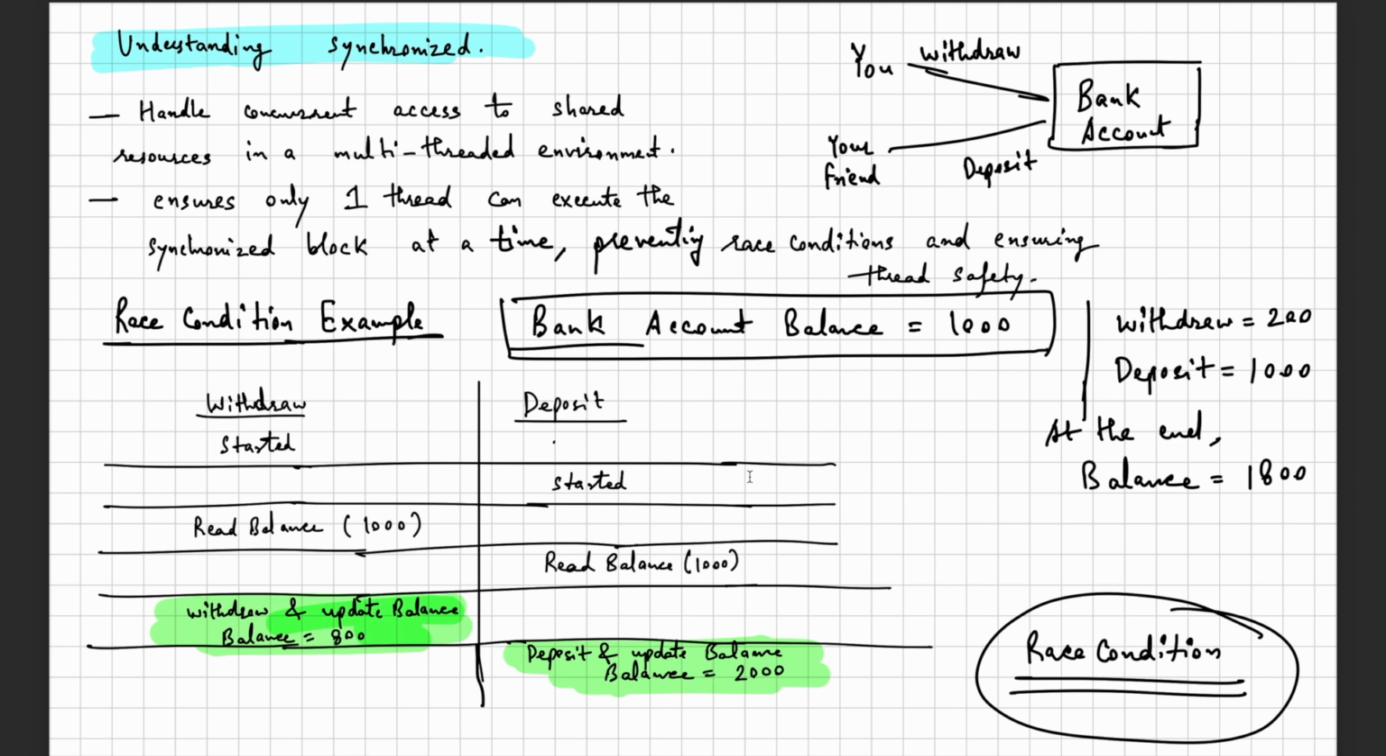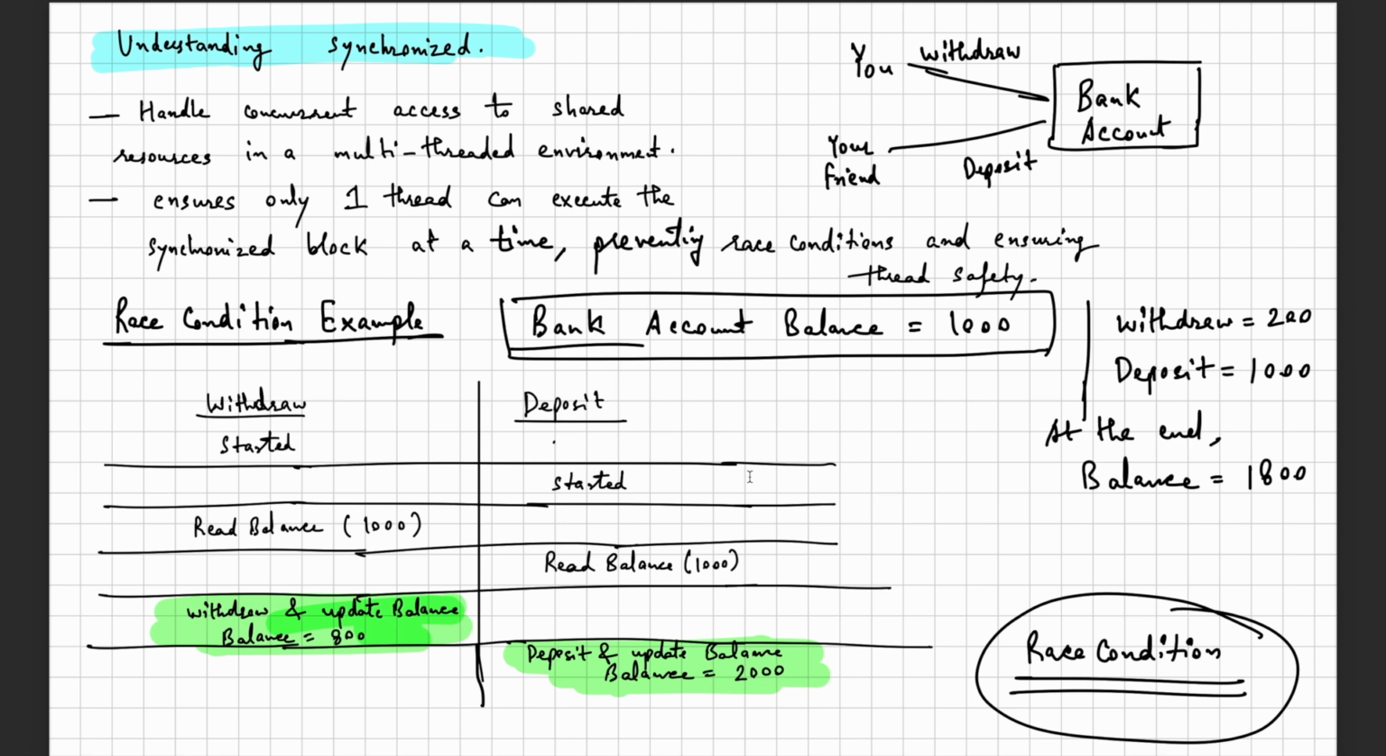Let's assume you have a bank account in some bank, right? And on a certain day you want to withdraw some amount from the bank account, and you also want to receive some amount from your friend. So at the same time your friend wants to deposit the amount in your bank account, because you were supposed to receive some money from your friend. Now at the same time you go to the ATM and want to withdraw the amount, and at the same time your friend also wants to deposit the amount in your bank account.